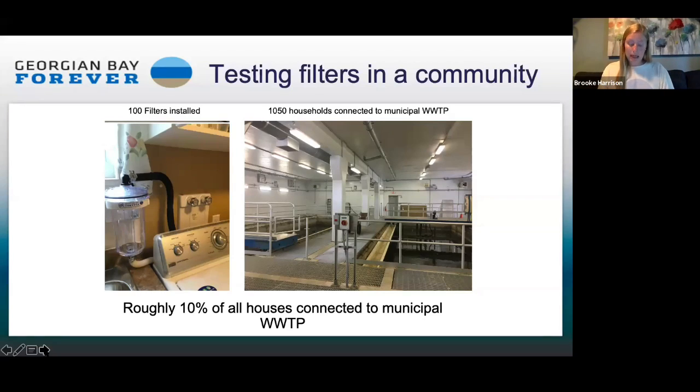We installed 100 filters in people's homes in a community with just over 1,000 homes connected to the municipal wastewater treatment plant. So we expected to see about a 10% decrease in microfibers at the wastewater treatment plant throughout this study.